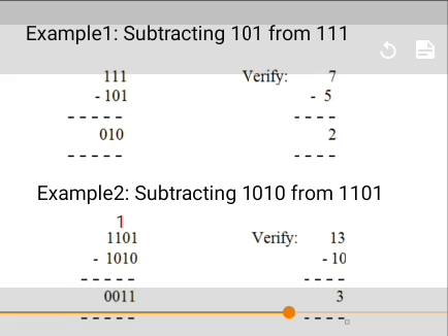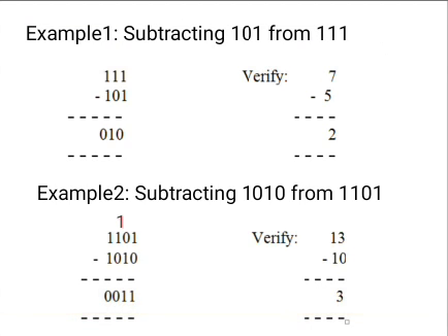Next, in the third column, we have already taken a borrow. So, 0 minus 0 equals 0. Next, in the fourth column, 1 minus 1 equals 0. So, the answer is 0011. That means 3.